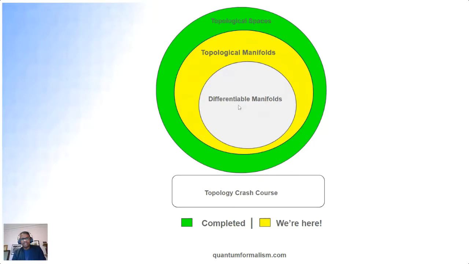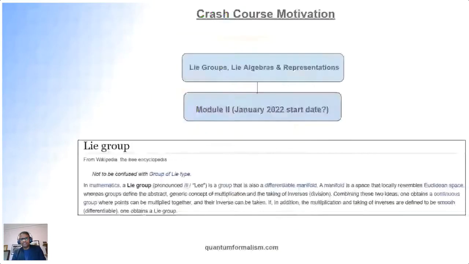The reason for this is that, as those of you who have been with us since the start of the crash course know, this crash course is really a prerequisite for module 2, which is about Lie groups, Lie algebras, and representation. As you can see here, it says a Lie group is a group. All of you on this call, I'm pretty sure, know what a group is. But it is a group that is also a differentiable manifold.